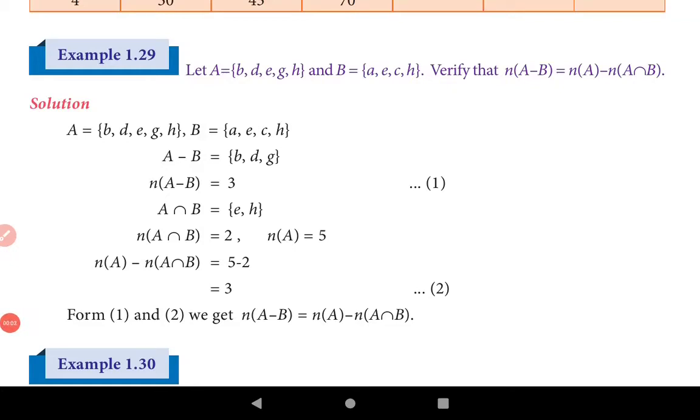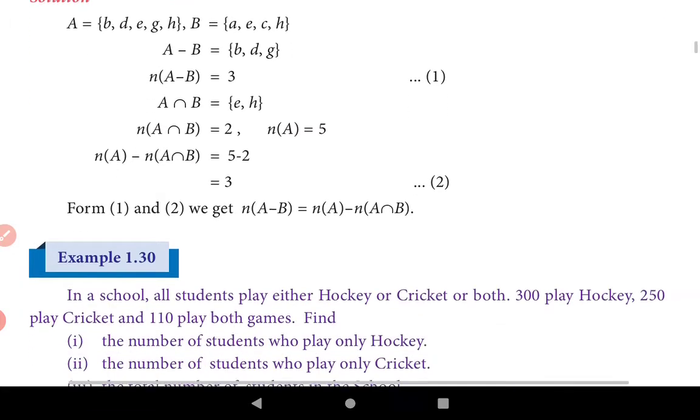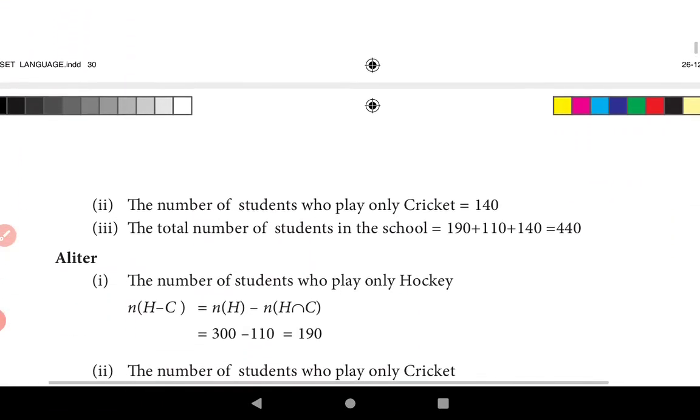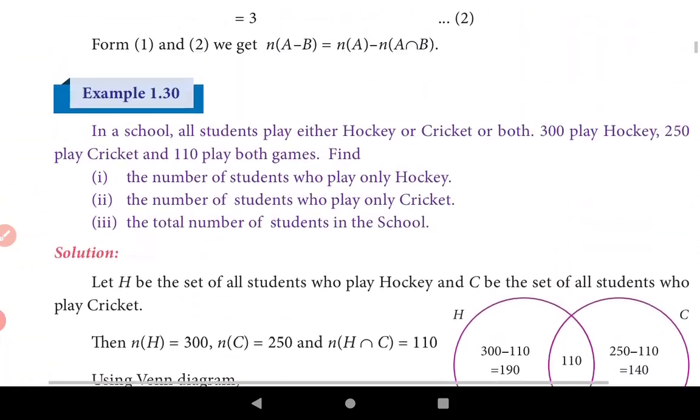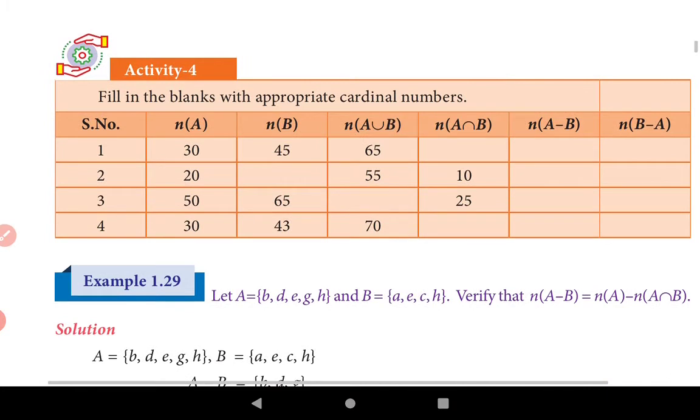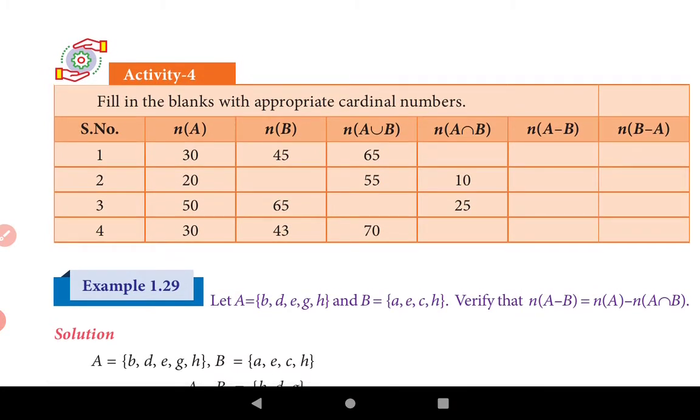Hello everyone. In this video lesson, we solve example 1.29, 1.30 and 1.31. So you can see an activity at the top, activity 4. It is similar to the earlier examples we have done. You can easily fill it.